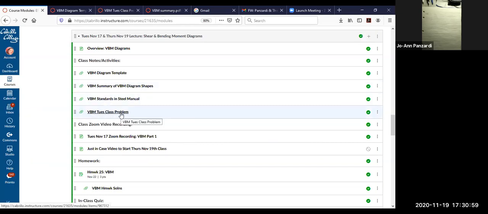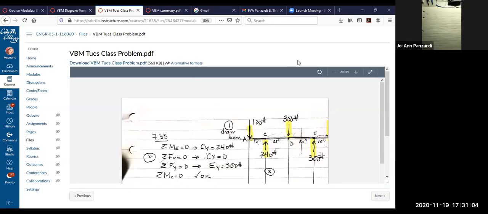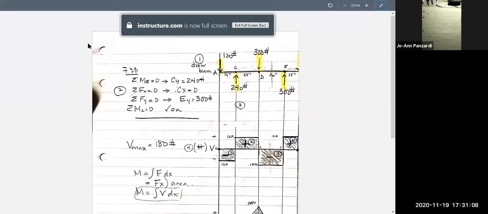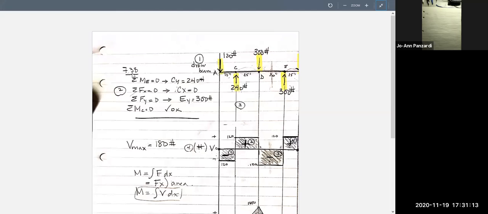So let's just take a quick look at that. It's right here. I'm going to move our pictures over and make this full screen. The problem we worked on Tuesday was chapter 7, number 38, and this was our loading diagram. At A, we had a 120 pound force going down. At D, we had a 300 pound force going down. And at F, which you can't see, there's a load of 120 pounds as well.